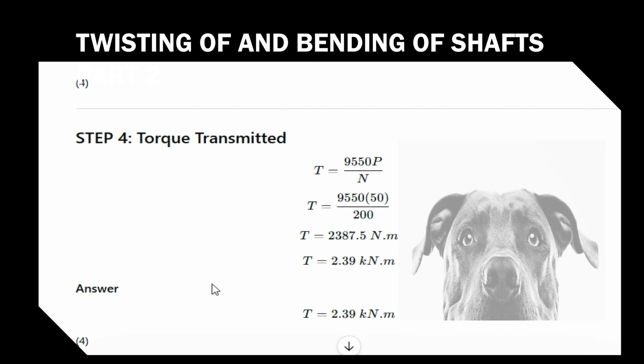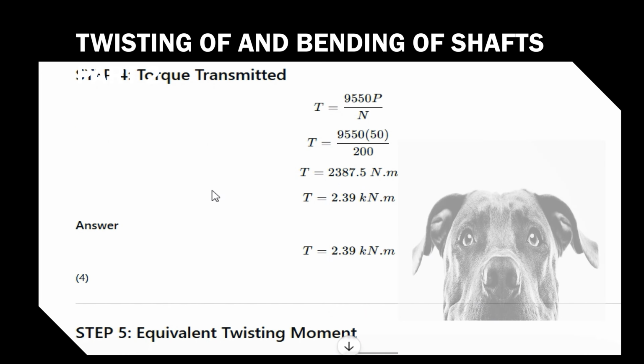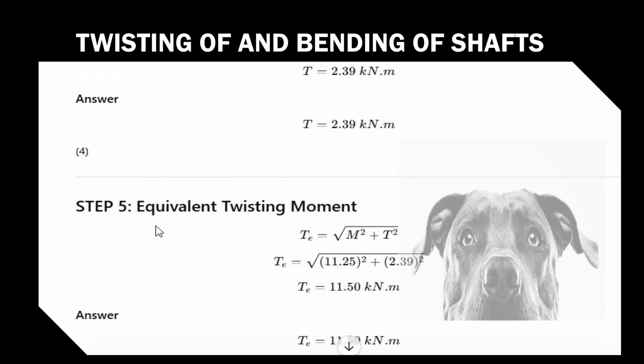Why? Just because we didn't do any subject of the formula, where our T was 2.39 kilonewton per meter. Then the answer is 2.39 kilonewton meter. Let's go to number 5, equivalent twisting.